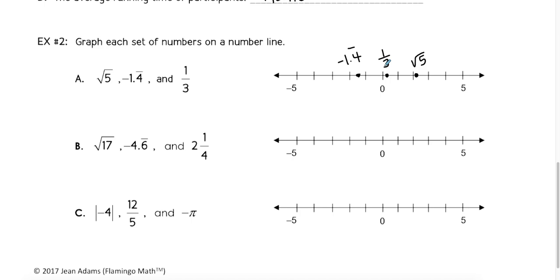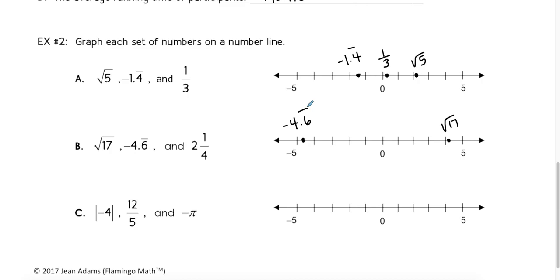Next one, square root of 17. Well, we know the square root of 16 is 4, so this is going to be like 4 and some change. So somewhere in here. Negative 4.6, so we have to go to negative 4, and then we have to go 0.6 past negative 4. So that would look like somewhere right there.